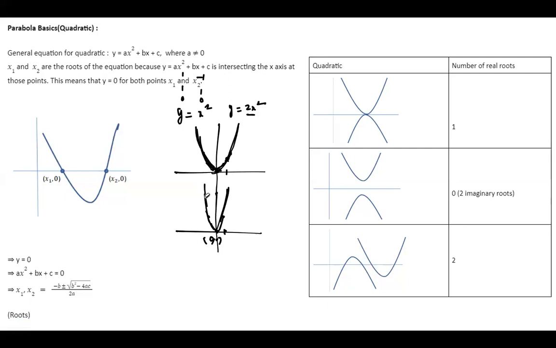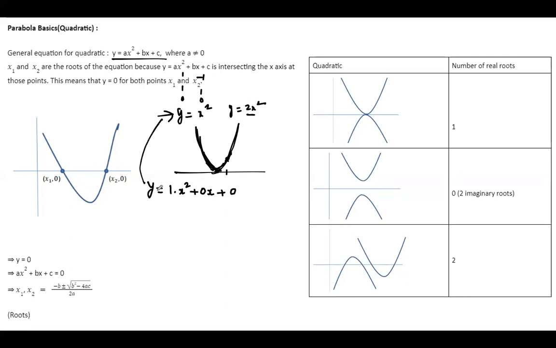Similarly, if I say y is equal to minus x square, here if I compare with this graph, y is equal to a, which is 1, x square plus b will be 0 plus c will be 0. So this graph can be represented as this. So y is equal to minus x square would be something like this. Is this point clear? Yes. Okay.